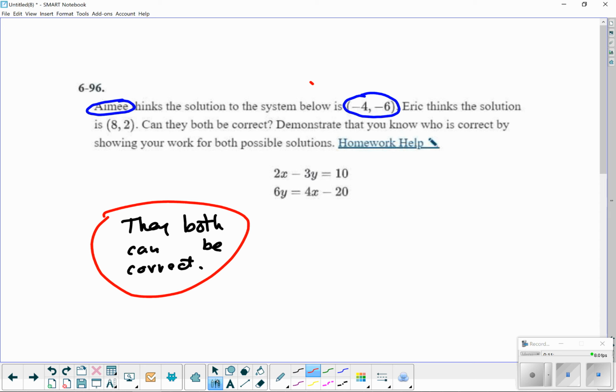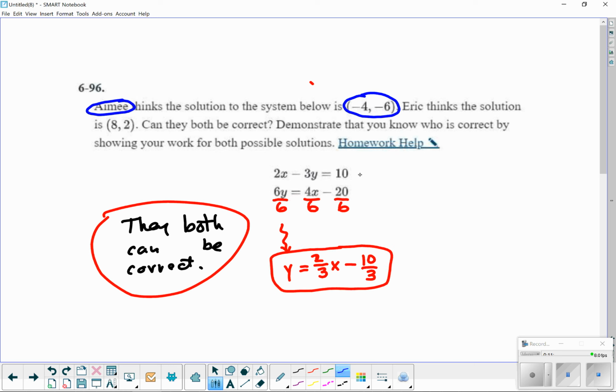So if I take this bottom equation and I divide it by 6, solve for y, divided by 6, divided by 6. So this bottom equation is now going to be y equals 4 over 6 x minus 20 over 6. I'm going to divide them both by 2. So 4 divided by 2 is 2. 6 divided by 2 is 3. x minus 20 over 6. I'm going to divide them both by 2 also. So that'd be 10 over 3. So that bottom equation is going to end up being that.